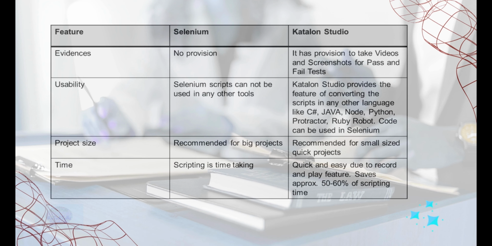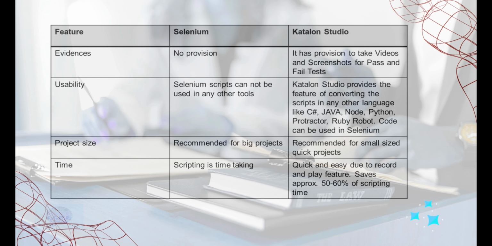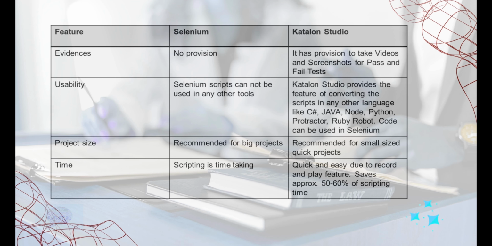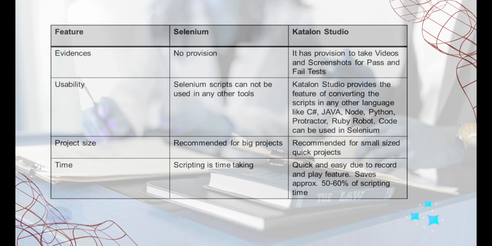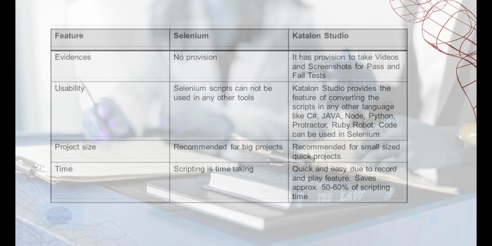In the third part, I compared usability, project size, and time. In Selenium, there is no provision to capture evidence. We need to again build the capabilities and we need experts for that. Whereas Katalon Studio provides videos and screenshots for pass and fail tests.